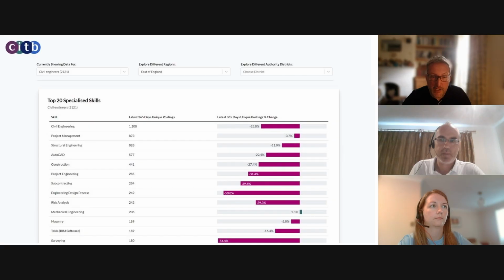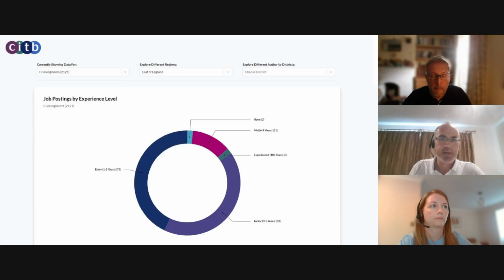In the next graph, do you want to talk about this one, Adam? Yeah, so this chart shows job postings by the level of experience that employers are after at the moment. It's fairly typical across all occupations. A lot of employers are looking for fresh graduates or people 1 to 2 years into their careers, but some are looking for 3 to 5 years or more experienced levels as well. So it's really useful to be able to drill down by occupation or area, and even into local authority district as well, and get that picture for our stakeholders.